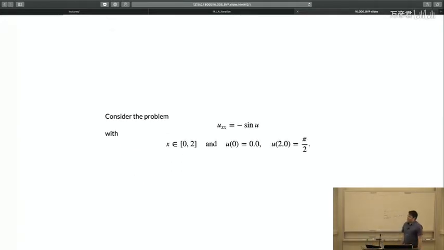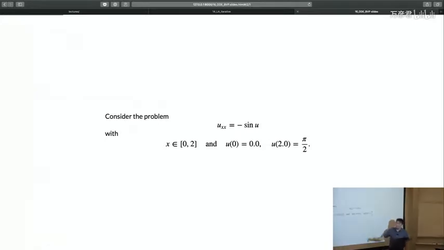a problem. So we have a problem, uxx is equal to negative sine u. Note that this is incredibly nonlinear. We can't actually solve this. You can take the Taylor series and do all sorts of fancy things, but this is not a trivial ODE to solve. So we have some boundary values, right? We have 0 and pi over 2 at 2.